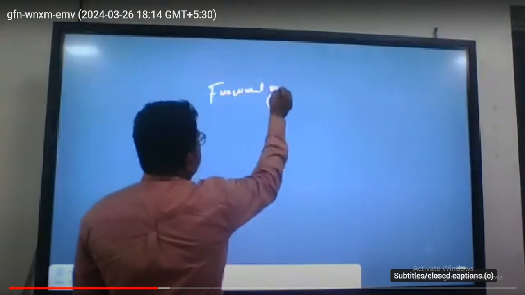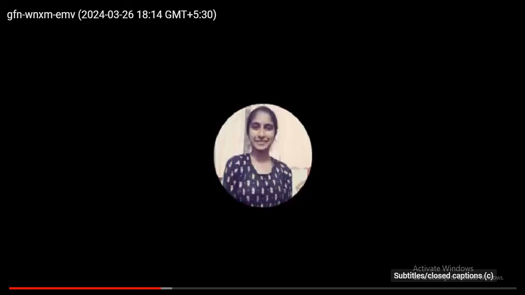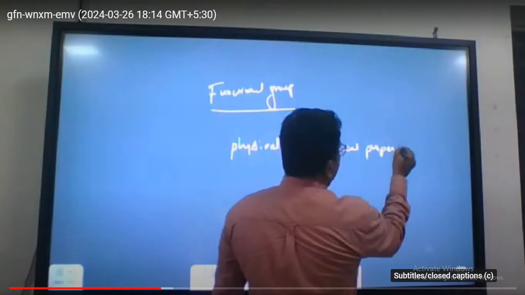Functional group: a characteristic arrangement of atoms. The functional group defines many of the physical and chemical properties of organic compounds.